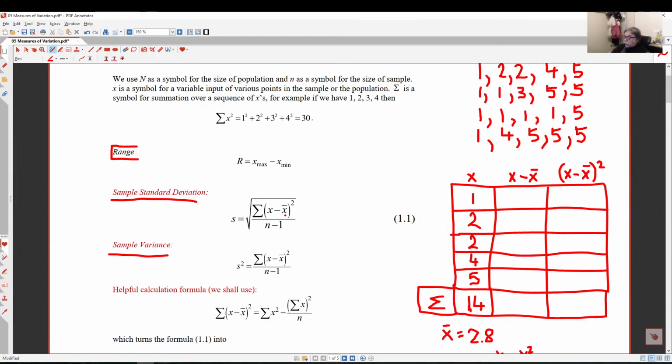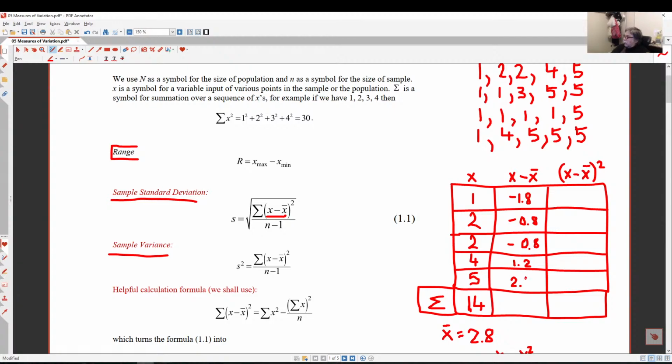The next step in this formula is to subtract the mean from every item in the sample. So 1 minus 2.8 is negative 1.8. 2 minus 2.8 is negative 0.8. Again, you are subtracting the mean 2.8 from the item of the sample, 2. The second 2, or the third item in the sample, minus the mean is again negative 0.8. 4 minus 2.8 is 1.2. 5 minus 2.8 is 2.2.